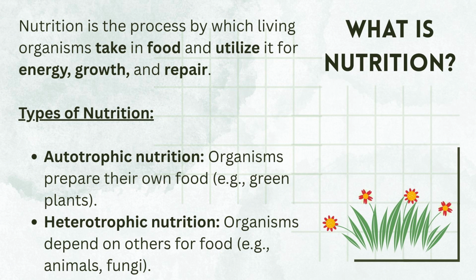In heterotrophic nutrition, organisms cannot make their own food. They depend on other plants and animals for food. Examples include animals, humans, fungi, and most bacteria. These organisms are called heterotrophs.